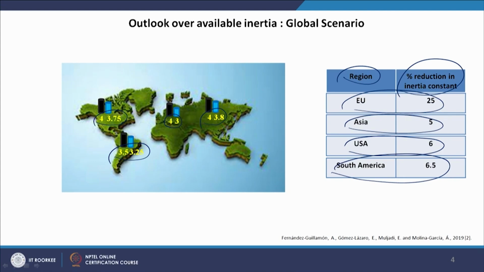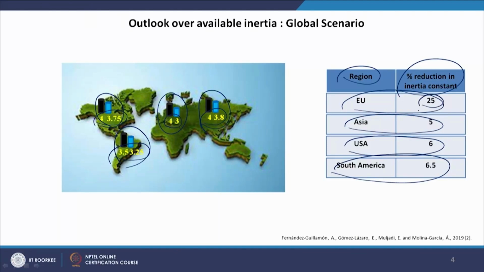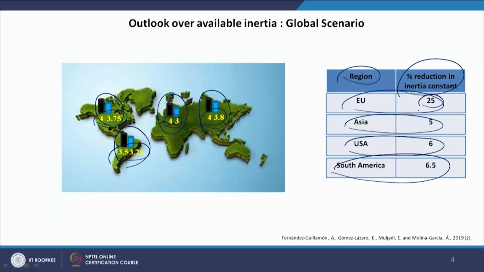So, this is my European Union, then Asia, then the US and then South America. There are 4 zones where you could clearly see the inertia has significantly dropped, a reduction in inertia constant because of replacement of polluting energy resources by green energy resources. The reduction is as high as 25% in the European Union because of non-rotating installation devices, then Asia 5%, USA 6%, South America 6.5%. Though wind power has a certain amount of inertia, it is not as high as thermal generators or hydro generators.